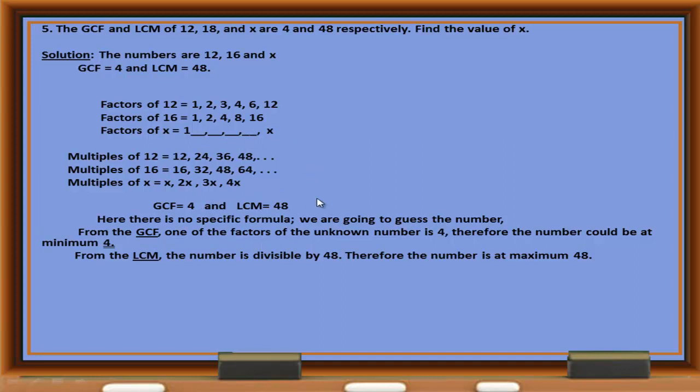Therefore, we don't have any specific answer for number 5. We just guess the unknown number. 48 divided by 1 is 48. The number could be at maximum 48. Therefore, the number is between 4 and 48. At minimum, it could be 4. At maximum, it could be 48. Therefore, we guess it is between 4 and 48.